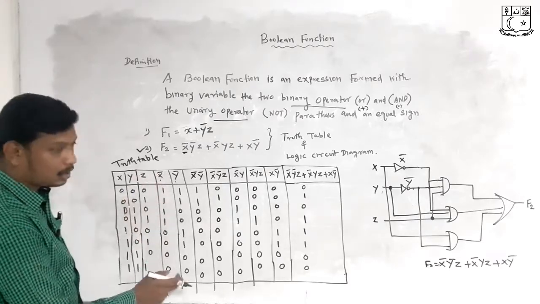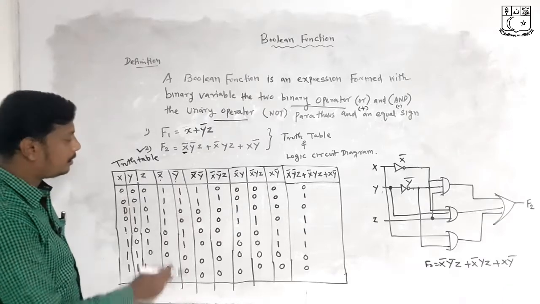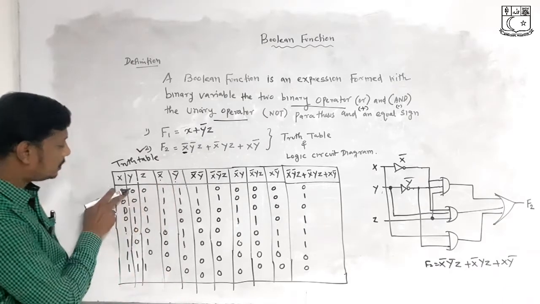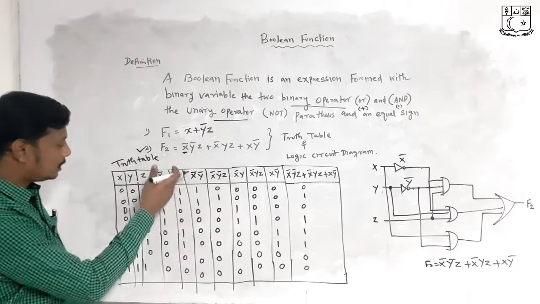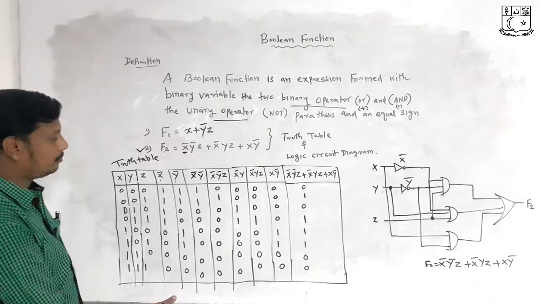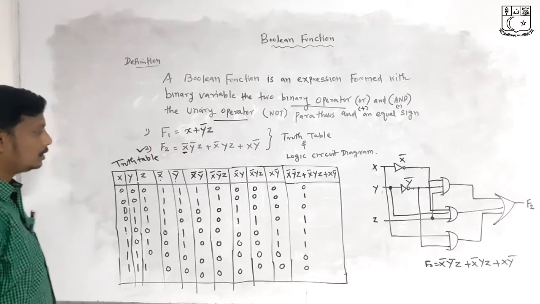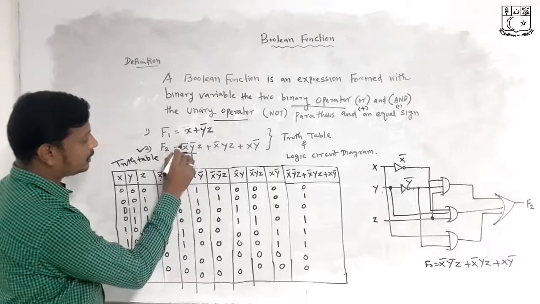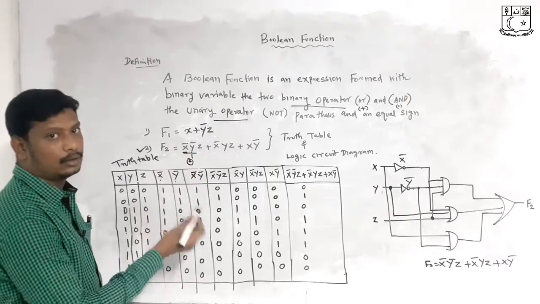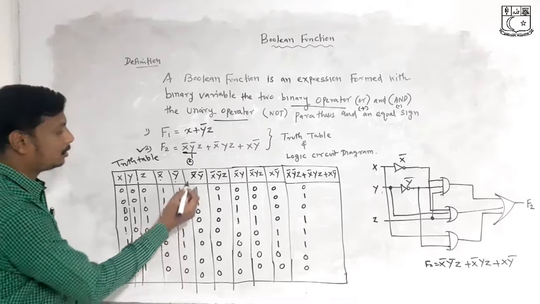Next I will add y bar. What is the y value? If the y value is 0, then y bar is automatically 1. Same pattern, following the x bar column. The second step is x bar y bar; these are multiplications, the product of x bar and y bar.